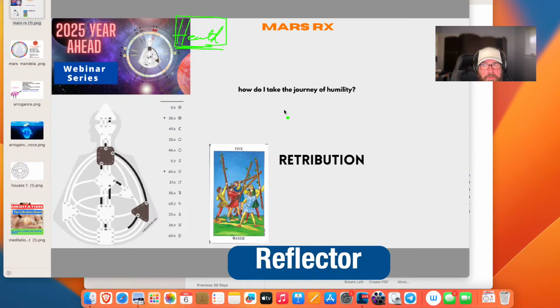Okay, so reflectors, we're talking about this 31st gate activated by Mars in retrograde, kicking it off, which can bring up some energy, confidence, insecurity can come up. Oh, interesting. Reflectors are always interesting. Let me know if you're a reflector, either in the chat or the replay.